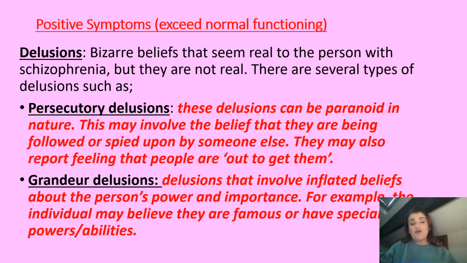Another one is grandeur delusions, and this is to do with inflated beliefs about the person's power and importance. So they might believe they're famous, or they have special powers or abilities, like they can speak to aliens, that they are kings, that they are queens, and they can also have beliefs that they're actually a very famous person. Even people who've died, they still believe that they are that person.